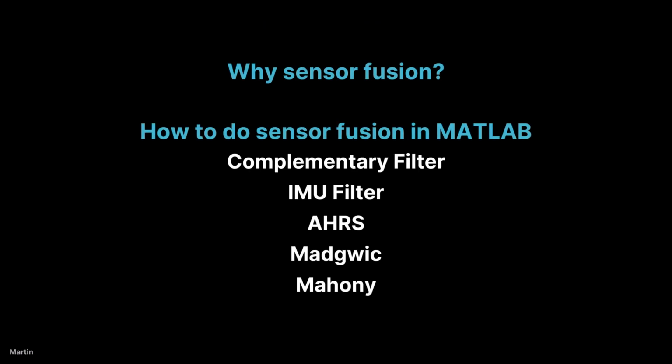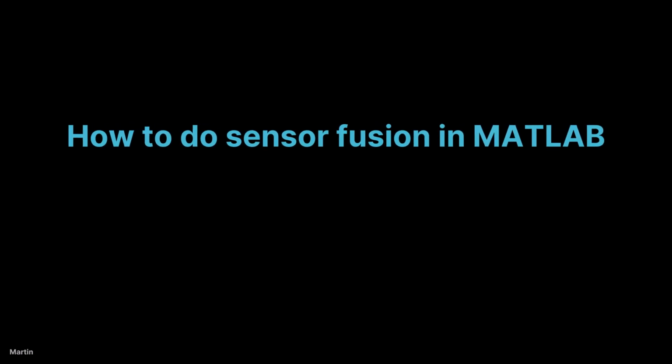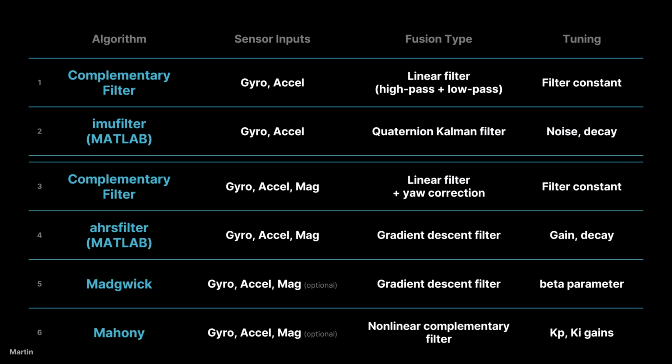Next, we'll demonstrate how to perform sensor fusion in MATLAB by combining data from the gyroscope, accelerometer, and magnetometer to estimate orientation. We will walk through several sensor fusion methods in MATLAB, starting with the Complementary Filter and imufilter, which combine gyroscope and accelerometer data. Then we'll explore orientation estimation using the Complementary Filter with magnetometer, as well as the AHRS filter, Madgwick and Mahoney algorithms.